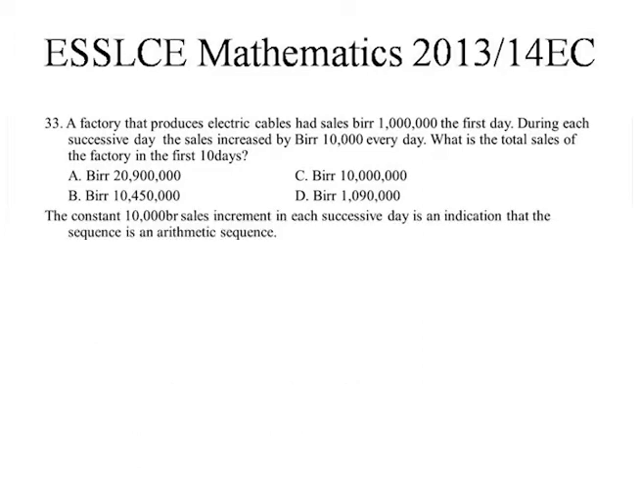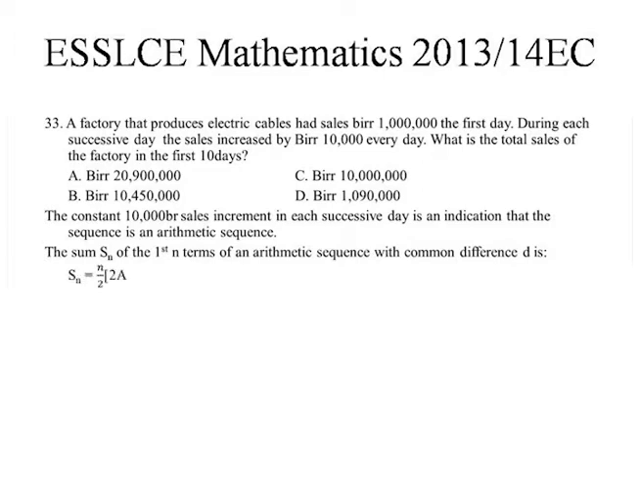Thus, the constant 10,000 birr sales increment in each successive day is an indication that the sequence is an arithmetic sequence. The sum S sub n of the first n terms of an arithmetic sequence with common difference d is given by the formula S sub n is equal to n over 2 times (2a sub 1 plus (n minus 1)d), or S sub n is equal to n over 2 times (a sub 1 plus a sub n), where a sub n is the nth term. The choice of which formula to be used depends upon the givens.